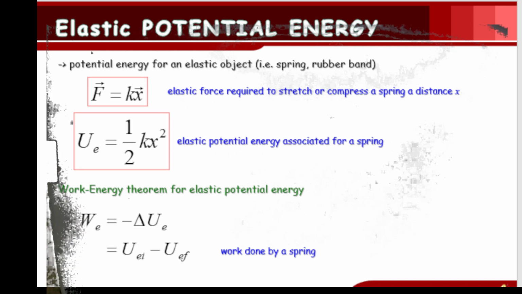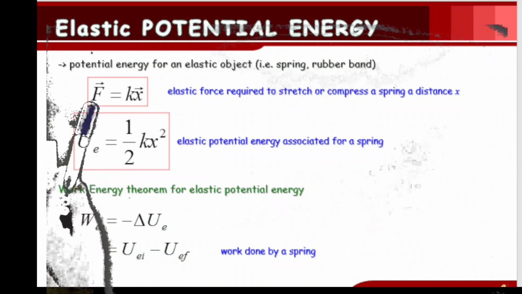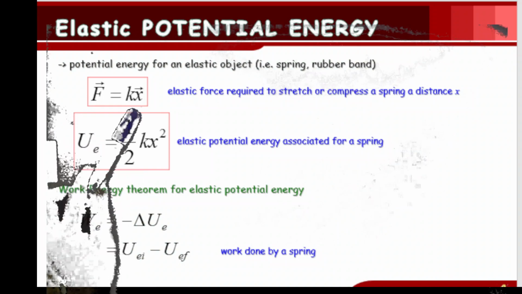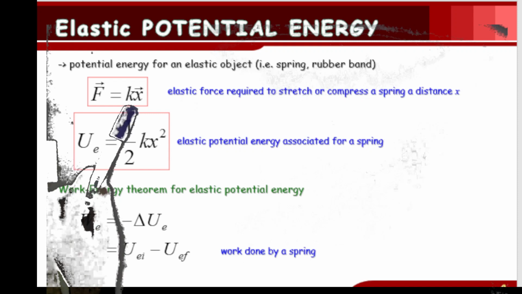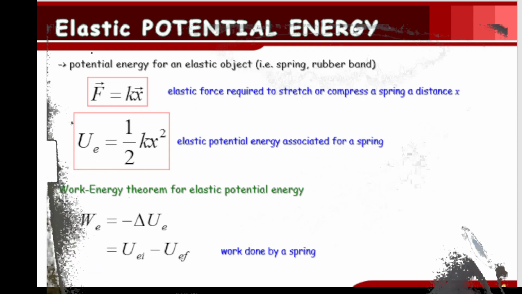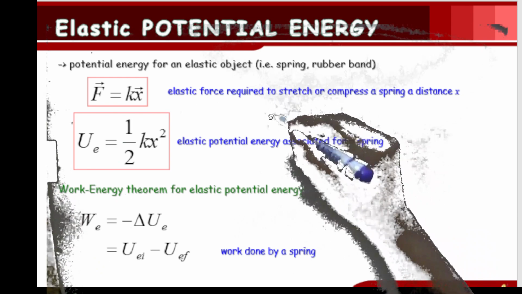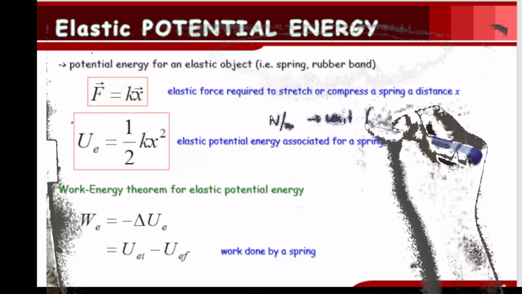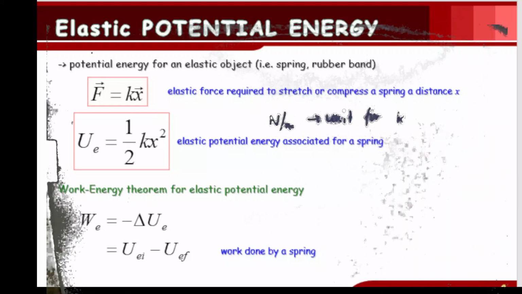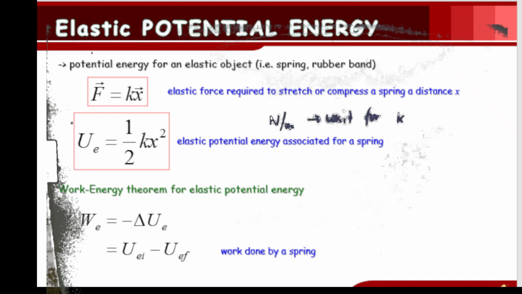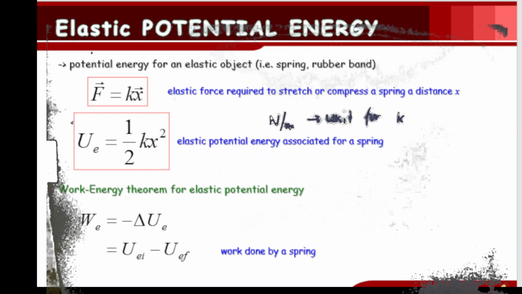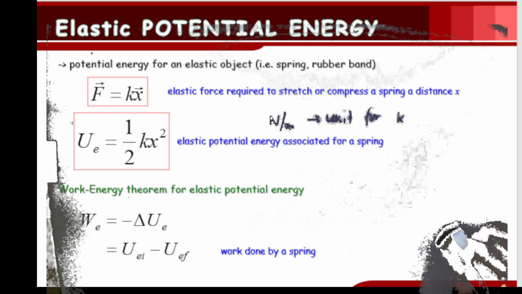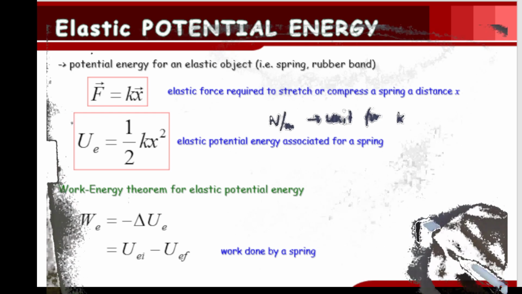Okay. Now, the elastic force required to stretch or compress a spring at distance x is given by this force F, which is equivalent to kx. K here is the spring constant with a unit in terms of Newton per meter. So this is the unit for the spring constant K. Now we have a specific constant value for specific springs.